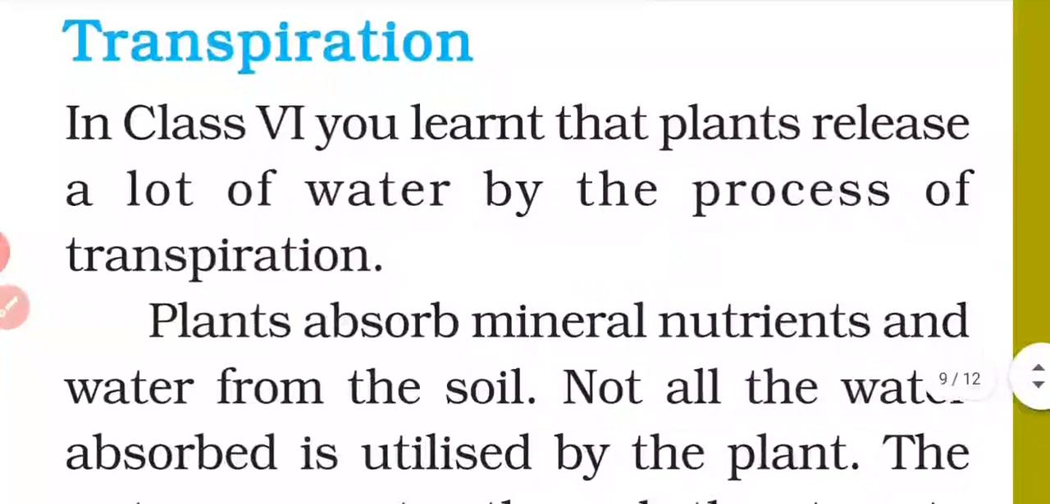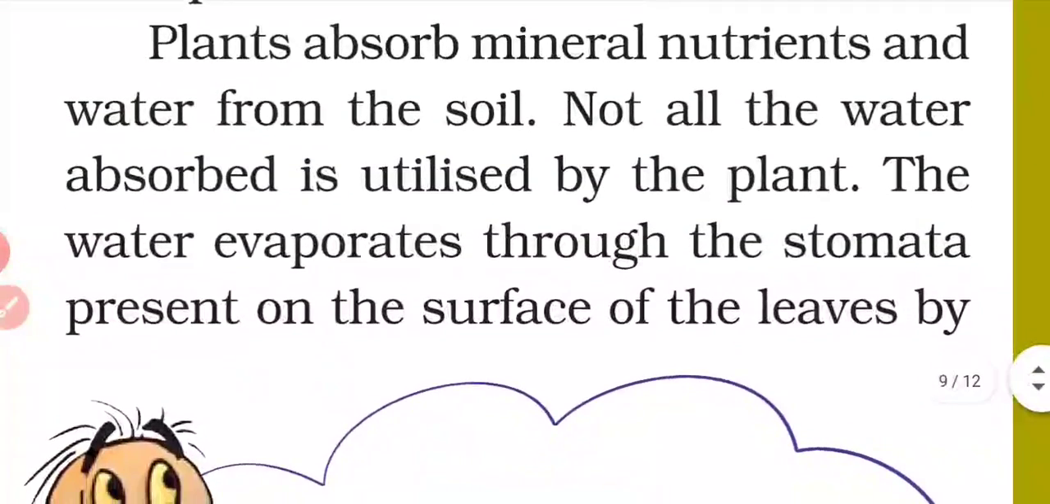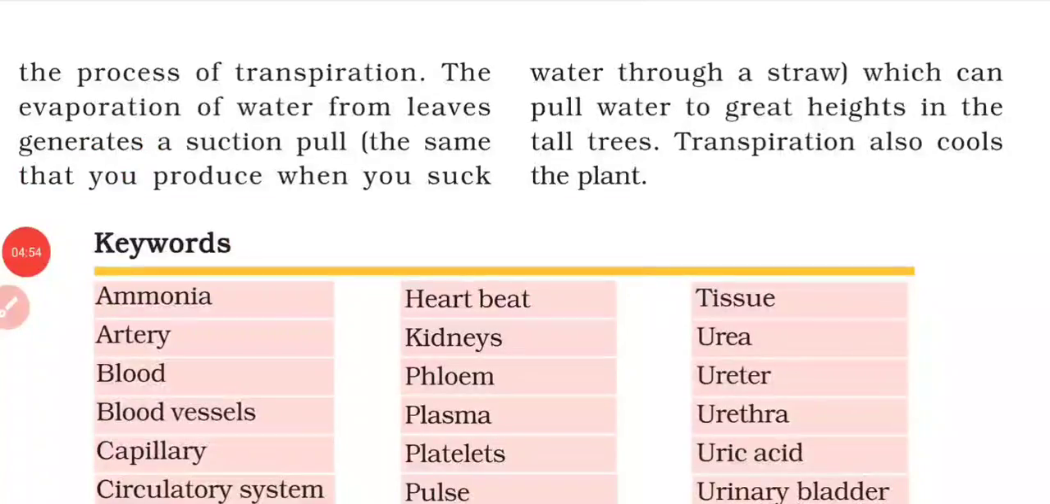Now, what is transpiration? As we know, the release of water from the stomata of the leaf is known as transpiration. Whenever the root absorbs water, not all the water is used by the plant. Some of the water is released from the stomata of the leaf, and this process is known as transpiration. Due to this transpiration, a suction pull is created, similar to when we suck through a straw. This suction pressure created by transpiration transports the water to the great height of a tall tree.